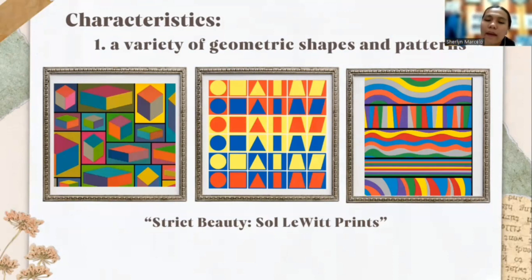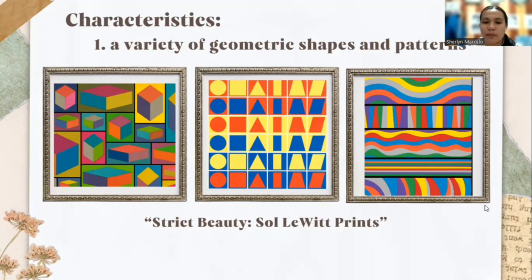Paano nga ba natin masasabi ng isang artwork ay minimalism art or minimalist arts? So first, the characteristic of minimalism art is a variety of geometric shapes and patterns. So kanina, hindi ko masyadong na-emphasize itong characters na to. Pero sa mga nabanggit na leading contributors, which is si Sol Lewitt, ito talaga yung genre niya ng minimalism. So, first natin na clue para masabi natin na ang isang artwork ay minimalism art, marami siyang geometric shapes.